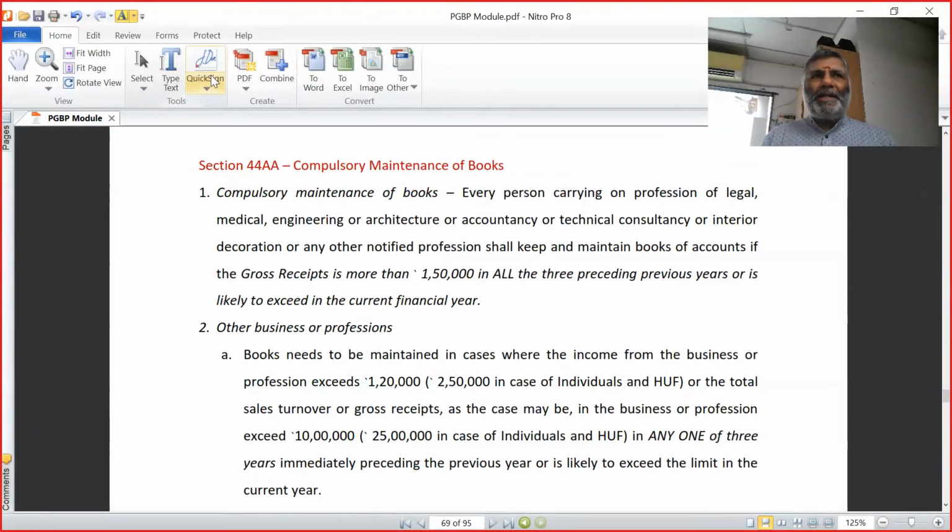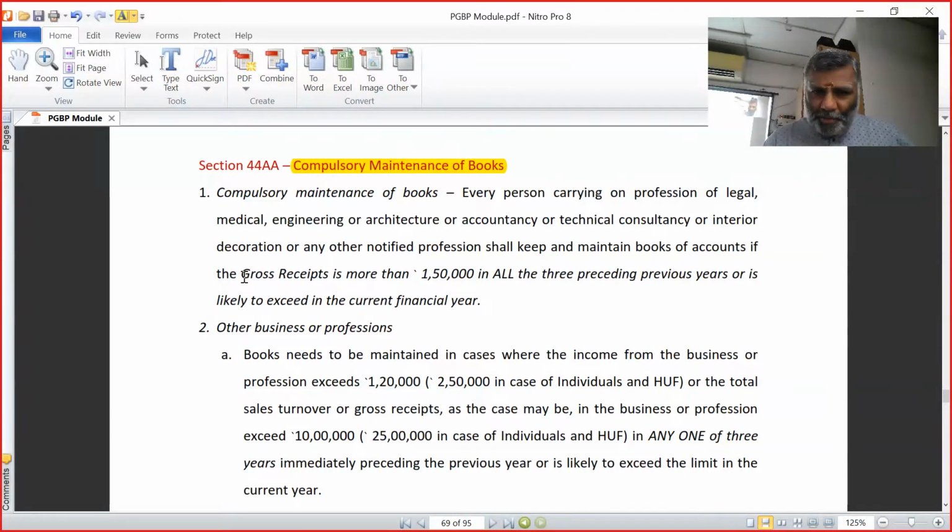Not a very popular section again, 44AA, compulsory maintenance of books of accounts. Who should maintain? The law divides it into two: professionals and business people. Professionals are those carrying on legal, medical, engineering, architect, accountancy, technical consultancy, etc.